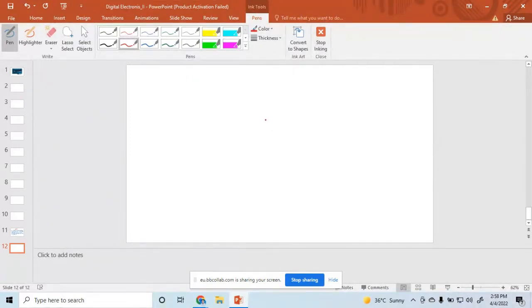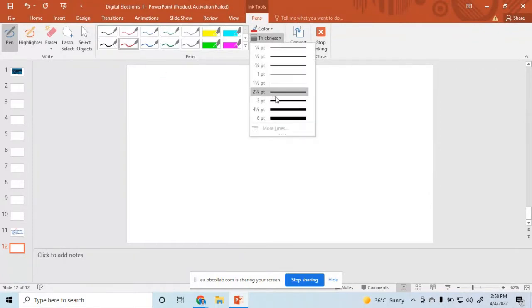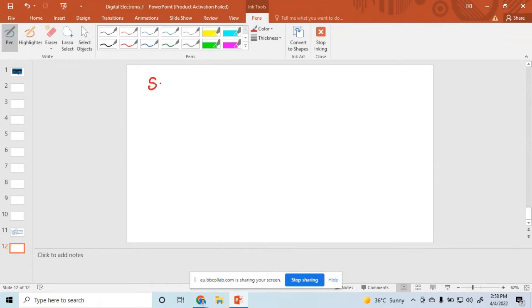So when I draw the SR latch, what is the meaning? SR latch means set reset latch. So how to design it? It can be designed using NAND gates or using NOT gates.